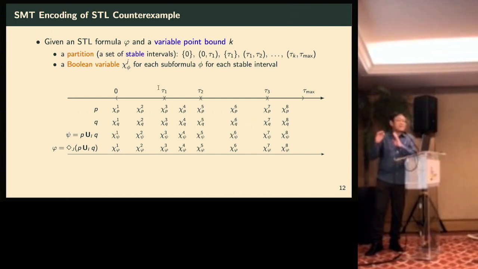Okay, so in our SMT encoding, basically we have an SMT variable for each variable point, and then a truth value for every subformula. So those are all the variables needed actually for encoding the behavior of an STL property, right?